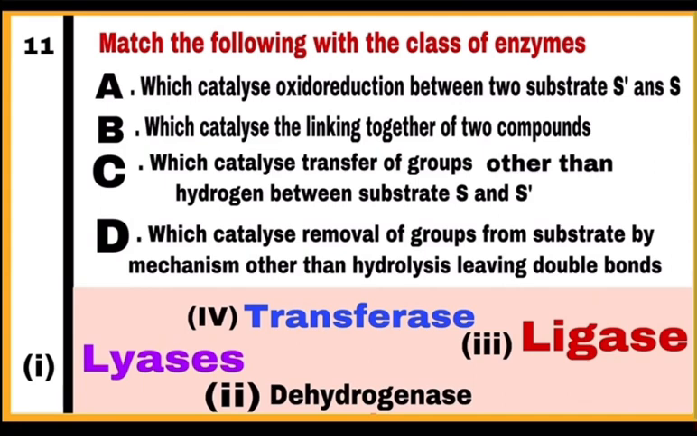between two substrates. D. Which catalyze removal of groups from substrate by mechanism other than hydrolysis, leaving double bonds. These enzymes are lyases, which remove groups from substrate and leave double bonds by the mechanism other than hydrolysis. So here A matches with 2, dehydrogenase, B matches with 3, ligases, C matches with 4, transferase enzymes, and D matches with 1, lyases.